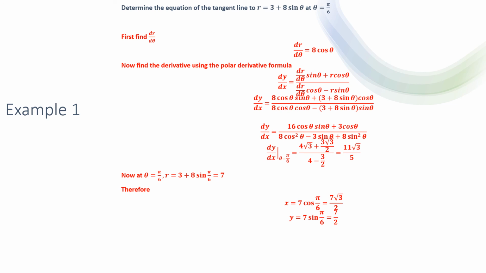So to write the equation of my tangent line, I'm going to use my line equation. So I have y minus y1 equals slope times x minus x1. So I have y minus 7 halves equals the slope of 11√3 over 5 times x minus 7√3 over 2.